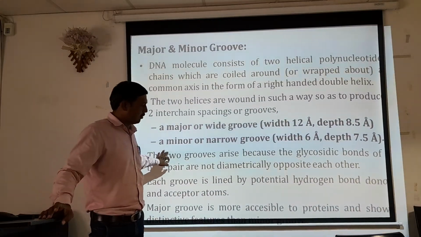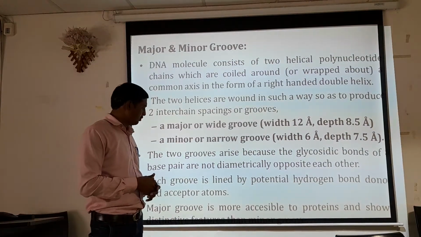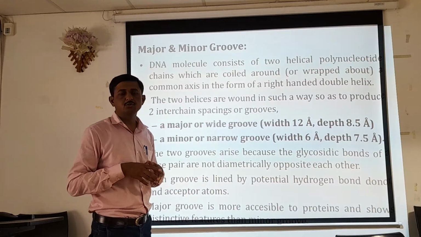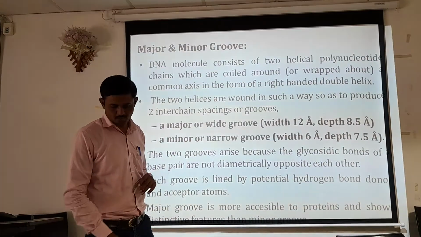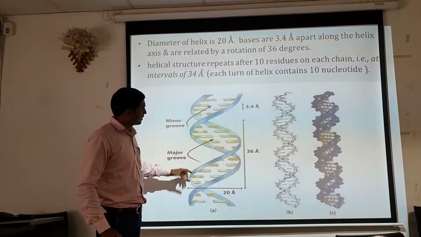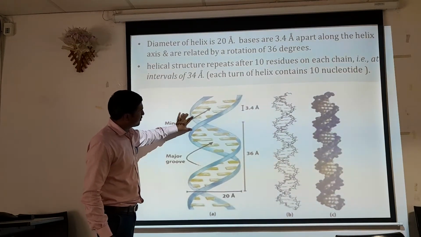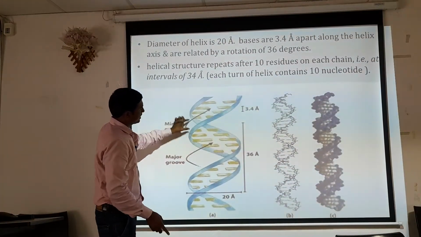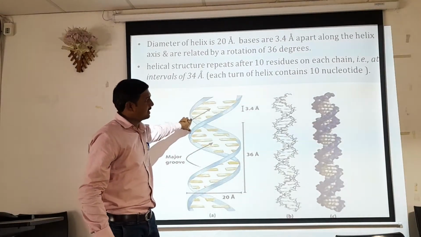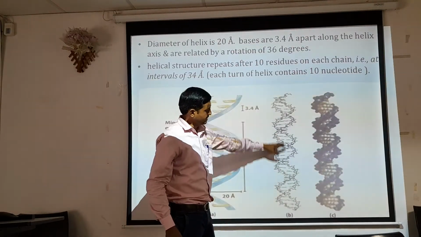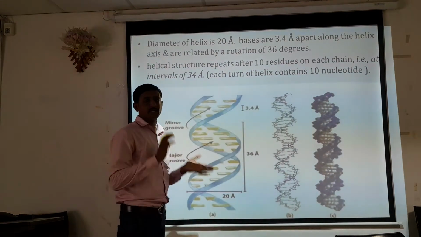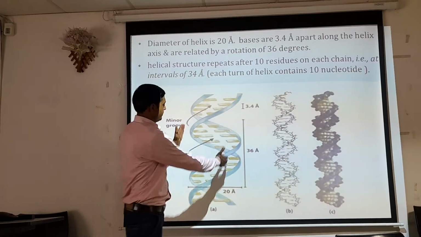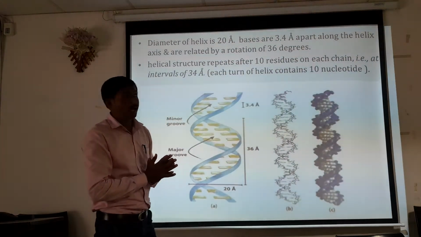The major groove is more accessible to proteins and shows more distinctive features than the minor groove. So in this diagram we can say this is a major groove and this small portion is called the minor groove. The major groove has a 12 angstrom diameter and the minor groove has a 6 angstrom diameter. It is a simple structure, while the arrangement of nucleotides is a complex, 3D structure of DNA. The diameter of the helix is 20 angstrom.